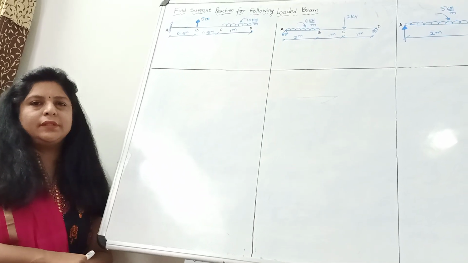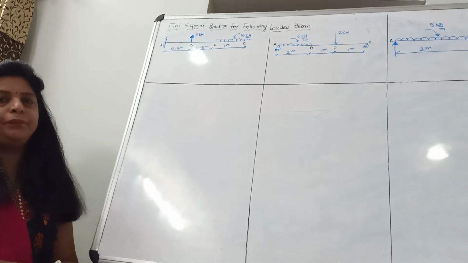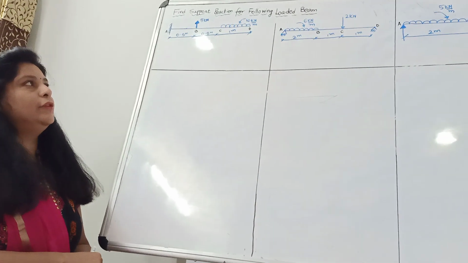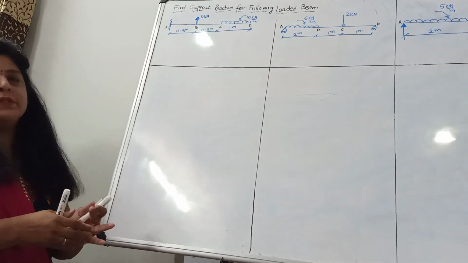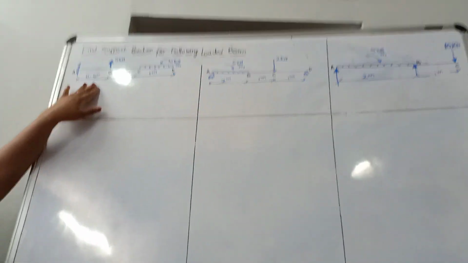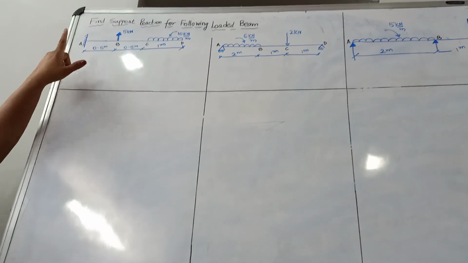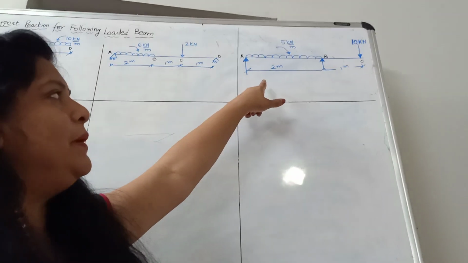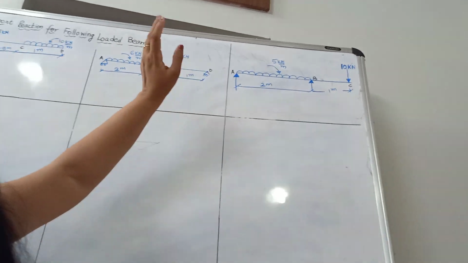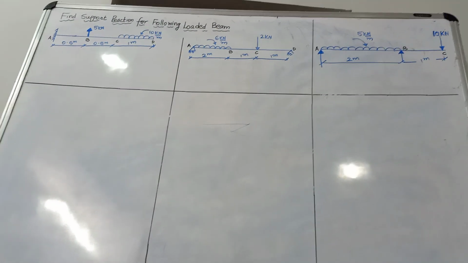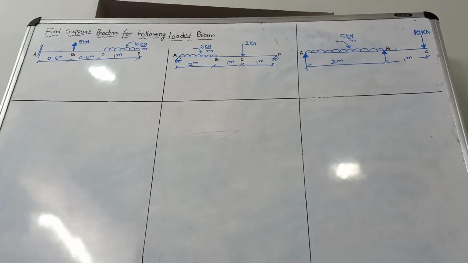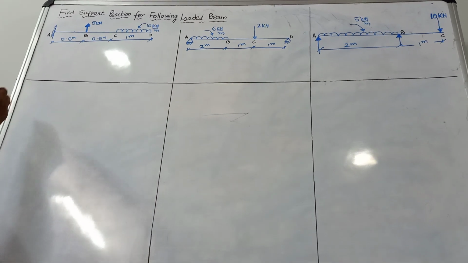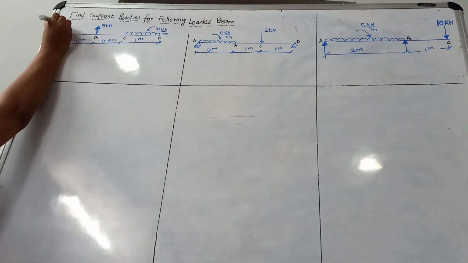For my dear students, I am giving this lecture on how to find out the support reactions for different types of beams. If you see the diagram, the first beam is a cantilever beam. The second beam is a simply supported beam, and the third beam is an overhanging beam. Today we are going to take three problems for different types of beams and see how to find out the support reactions. First of all, I'll start with problem number 1, that is the cantilever beam.